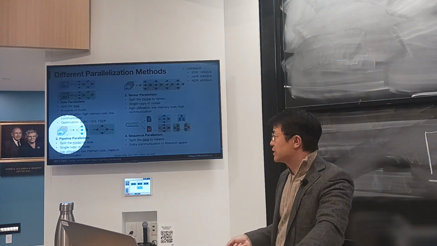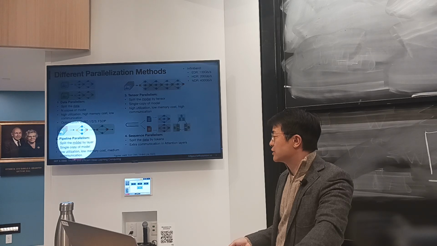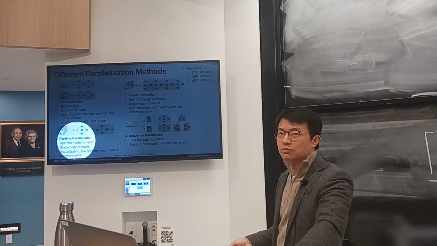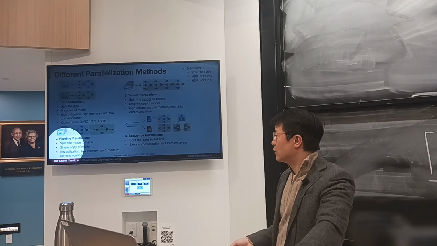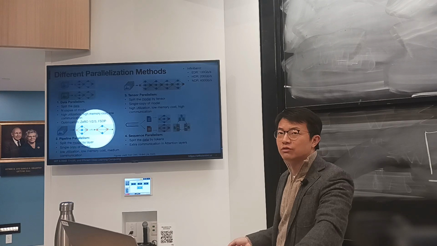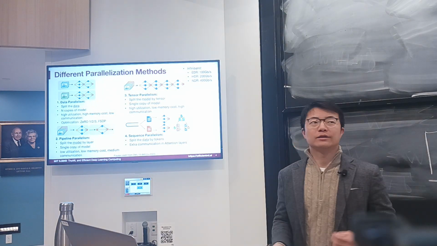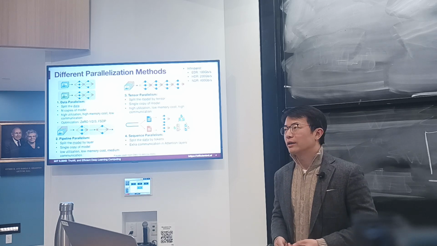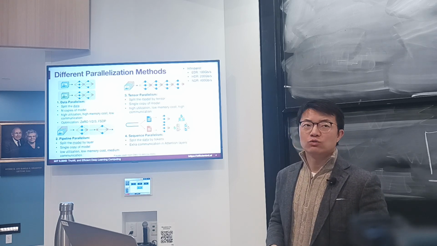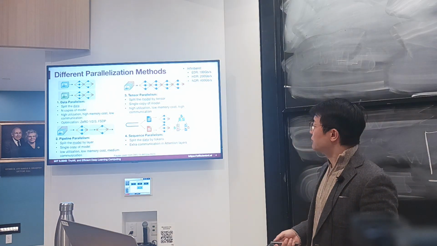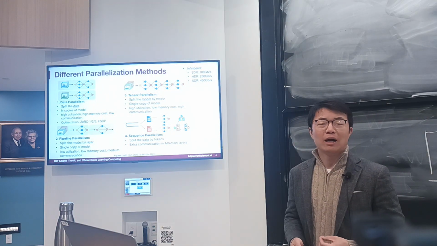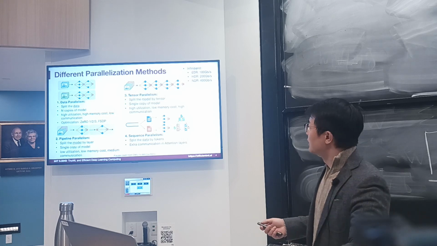The second technique is pipeline parallelism. This is one kind of model parallelism because you are splitting the layers of the model, with a single copy of the model. That has low utilization because if different pipeline stages have different latency, the fast one has to wait for the slow one. Low memory cost, medium communication. You only need to communicate between the pipeline stages.